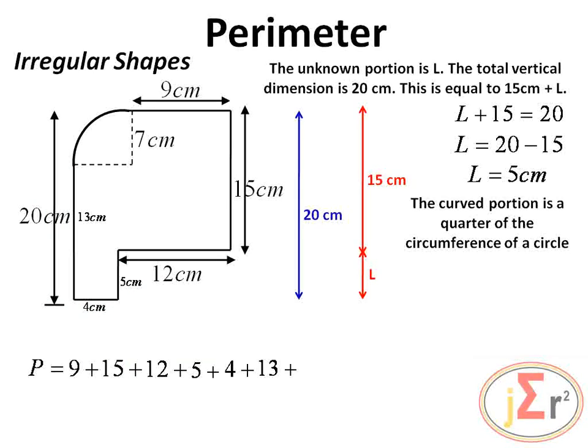So the curved portion is a quarter of the circumference of a circle. And what is the radius of a circle? 7. So a quarter times 2 times pi times r. So a quarter of 2 times 22 over 7 times 7. Of course, that is equal to 11. Of course, we can do a quick check. 7 cancels with 7. 2 times 22 is 44. And 4 into 44 is 11. That's very nice. When we add all of these together, we get 69 centimeters.